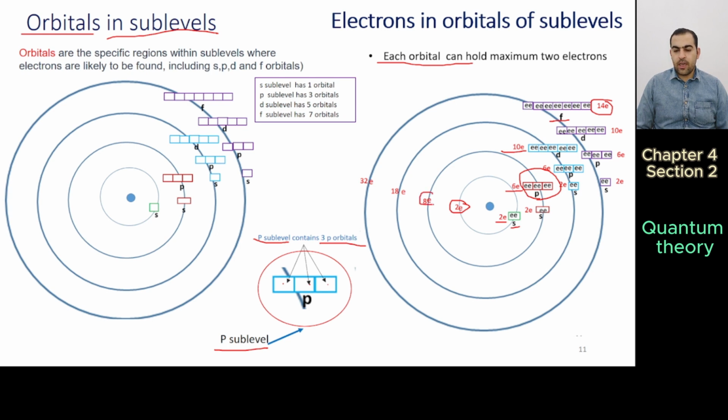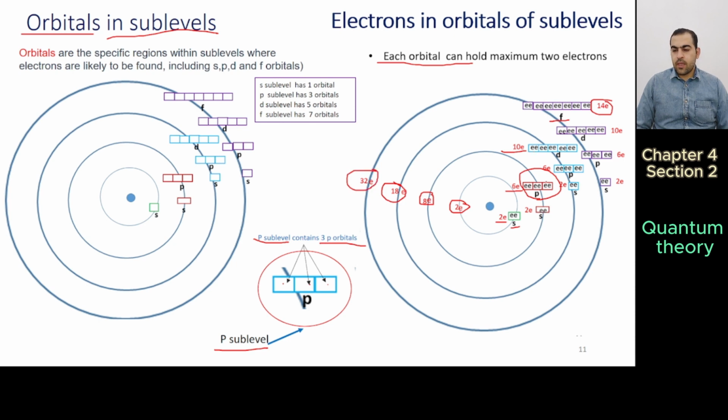Second, 8. Why 8? We have 2 electrons of S, 6 electrons of P, so the maximum it can hold is 8 electrons. Okay, the third energy level can hold a maximum of 18 electrons. Why? 2 electrons of S, 6 electrons of P, 10 electrons of D, 18 electrons.